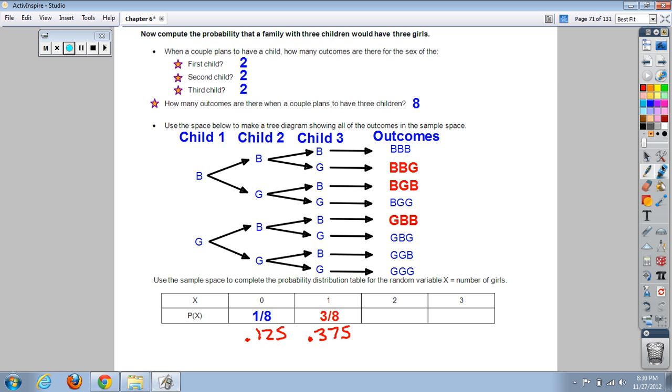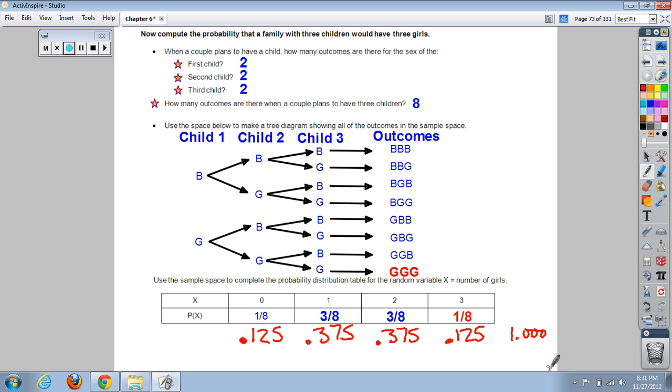Okay, having 2 girls. Well, it can be this, this, or this. So we're going to end up with the same exact probability as we did for one girl, 3 out of 8. And having all 3 girls only happened one time, 1 out of 8. So again, if you took 0.5 to the third power, it is 1/8. Let me put all the individual probabilities here. These are all the decimal equivalents of the fractions. And if you were to add together all 4 of these probabilities, you would end up with your 100%. So we know it's a valid probability distribution.